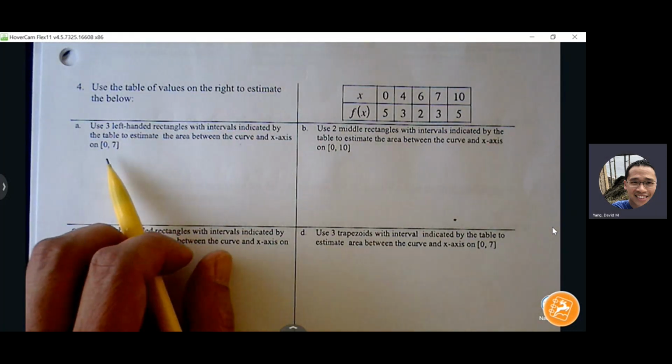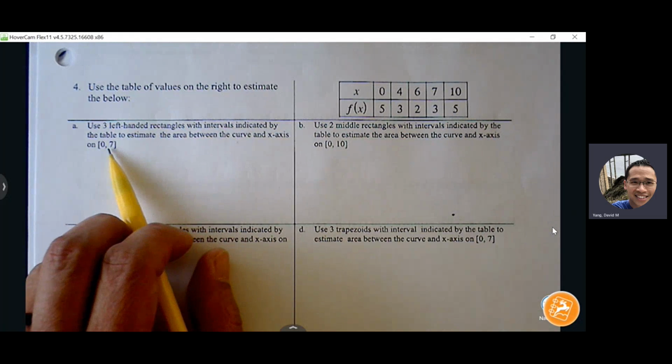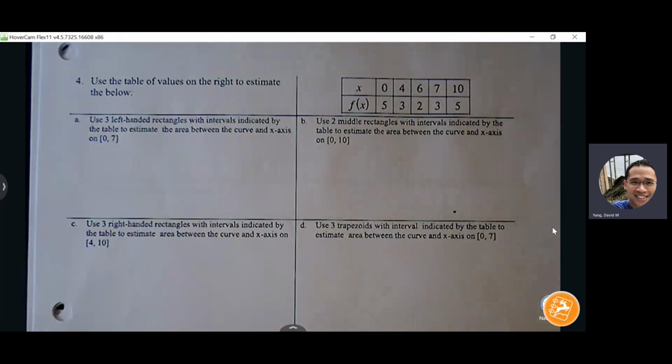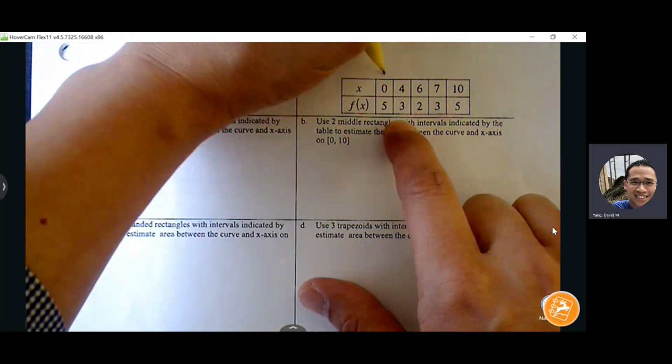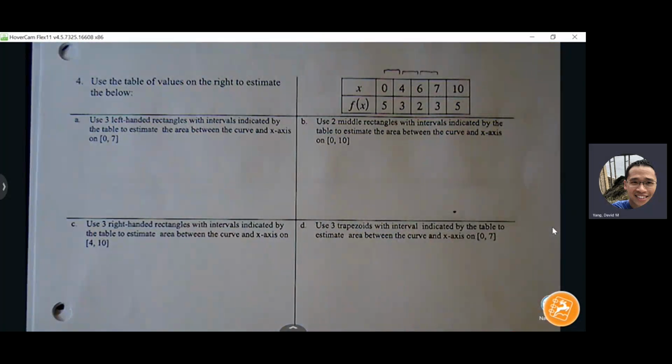Okay, so make sure we pay attention to our endpoints here. We're starting at 0, ending at 7. We want to split them up into 3 subintervals that all span across the same number of ordered pairs. So we can do 0 to 4, 4 to 6, 6 to 7.